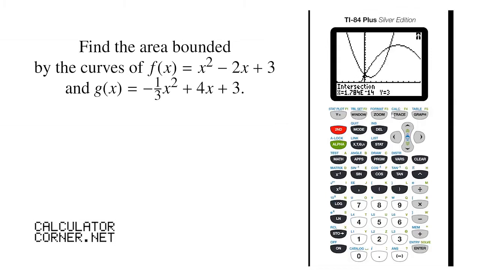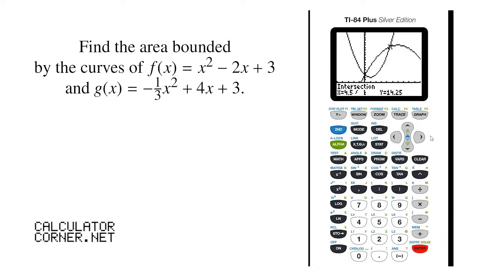Let's go ahead and find the second intersection point. So second calc, intersect, also number 5. First curve, yes. Second curve, yes. Drive over to the other intersection point. And that should be close enough right there. Press enter. And it finds it at 4.5.